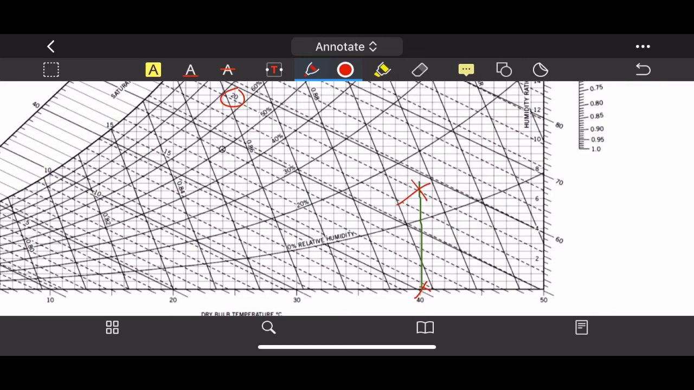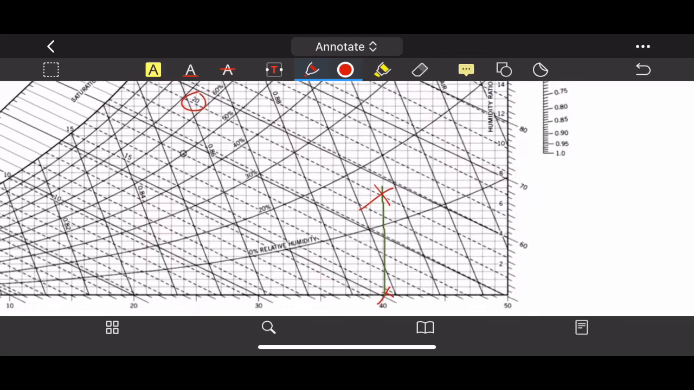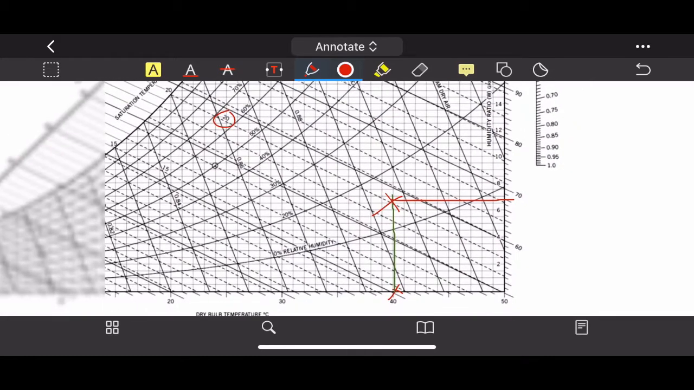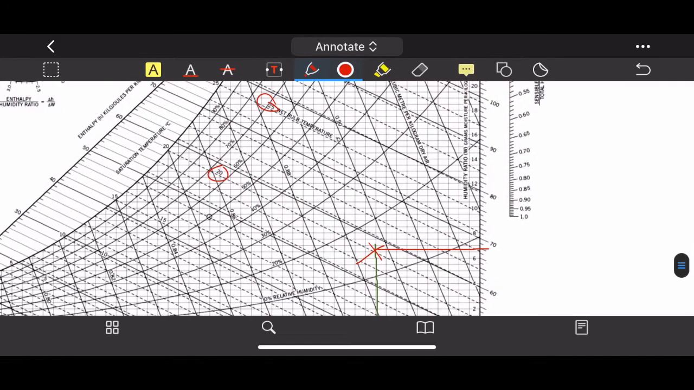X marks the spot. Okay, so the humidity ratio is to the right, this way. It's between 6 and 8, right? You can use your ruler, find the difference in distance, and you will get around 6.5 grams of water over 1 kilogram of dry air. Okay, enthalpy is these lines.